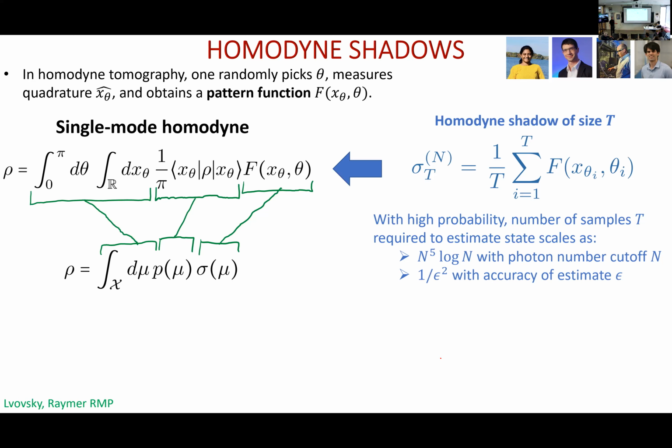Just to get an intuition of the idea here, suppose that you are tomographically reconstructing a coherent state. What does the shadow look like for that?